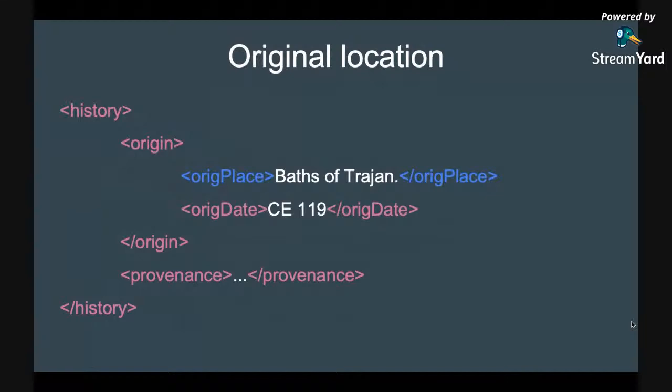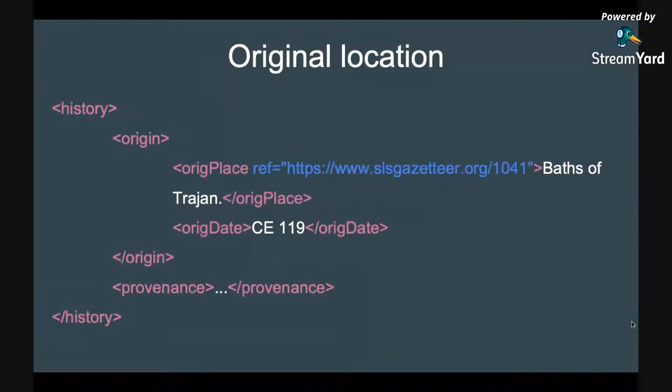So let's start from the original location. For this we use the origin place element, which is inside origin, inside history. And for the place of origin, we can add a ref attribute linking to, for example, a gazetteer or an internal authority list of places of the project itself. In this case, we are linking to the gazetteer of Libya, the SLS gazetteer for the baths of Trajan in Cyrene, I think.